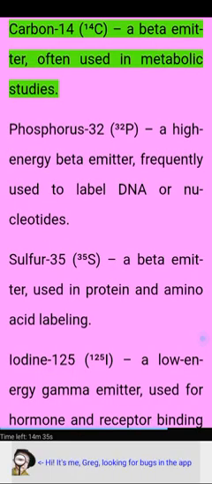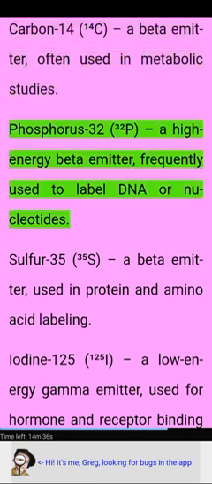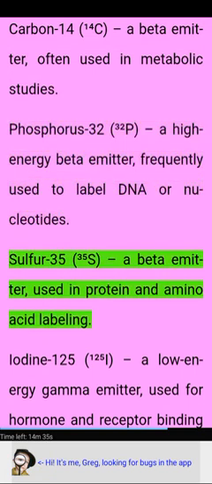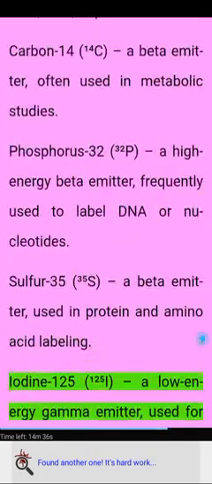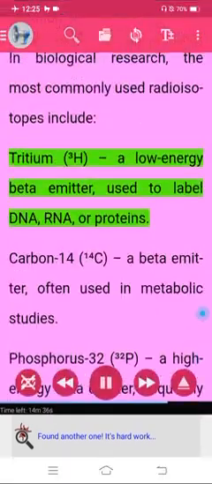Carbon-14 (¹⁴C), a beta emitter, often used in metabolic studies. Phosphorus-32 (³²P), a high-energy beta emitter, frequently used to label DNA or nucleotides. Sulfur-35 (³⁵S), a beta emitter, used in protein and amino acid labeling. Tritium (³H), a low-energy beta emitter, used to label DNA, RNA, or proteins.